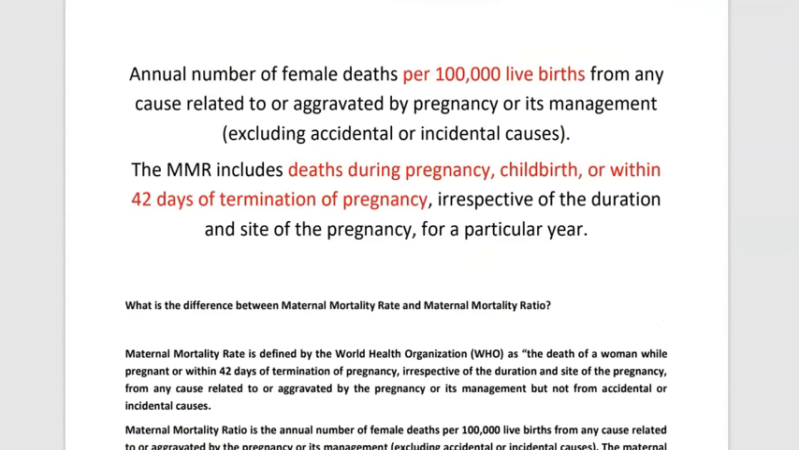Now, what is maternal mortality ratio? It is the annual number of female deaths per lakh live births from any cause related to or aggravated by pregnancy or its management. It is specifically mentioned that the death is related only to pregnancy, that is, issues related to pregnancy, excluding accidental or incidental causes. So it only includes death during pregnancy or childbirth or within 42 days of termination of pregnancy, irrespective of duration and site of pregnancy, for a particular year.